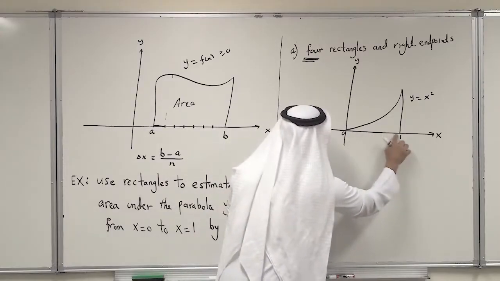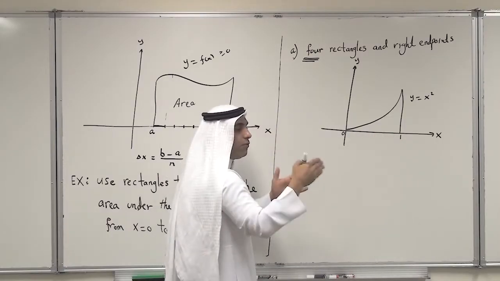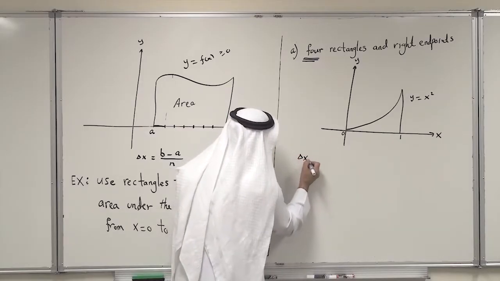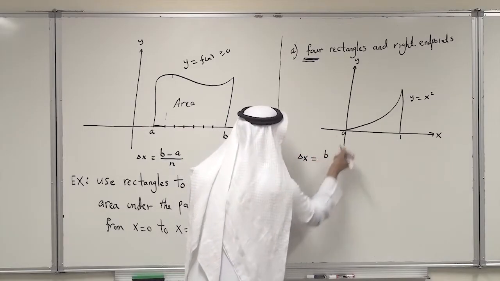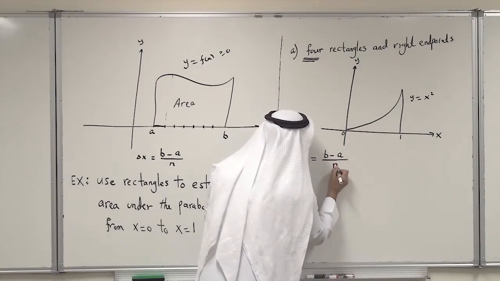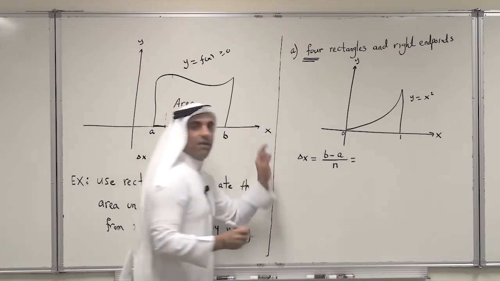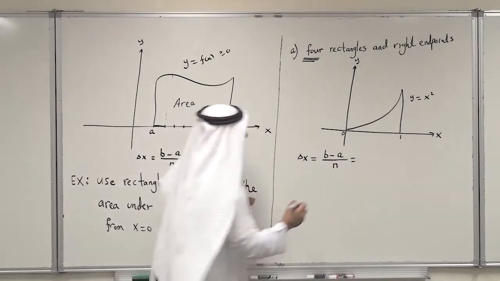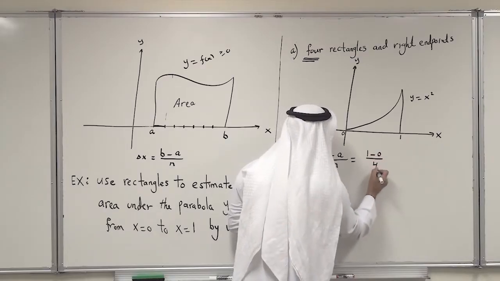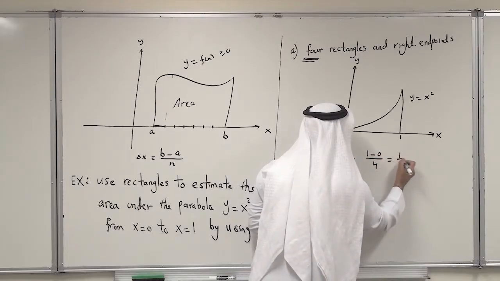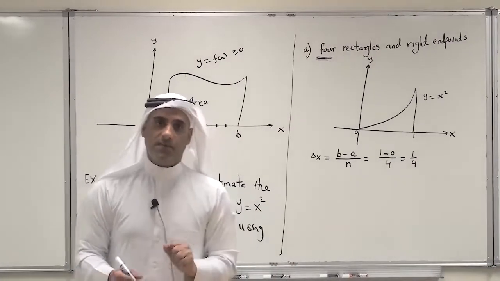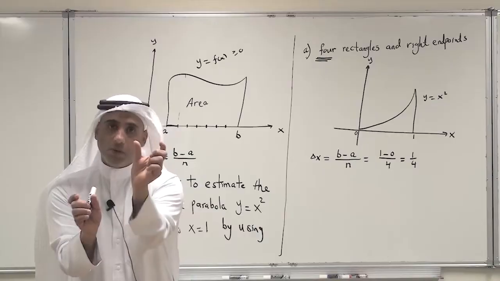I will come to the interval and divide it into 4 sub-intervals. How to do that? Always delta x will be equal to b, the end of the interval, minus a, the beginning of the interval, divided by the number of approximating rectangles. For this specific exercise, it will be (1 - 0)/4, which is equal to 1/4. This gives me the length of each sub-interval, so the length of each sub-interval is 1/4.